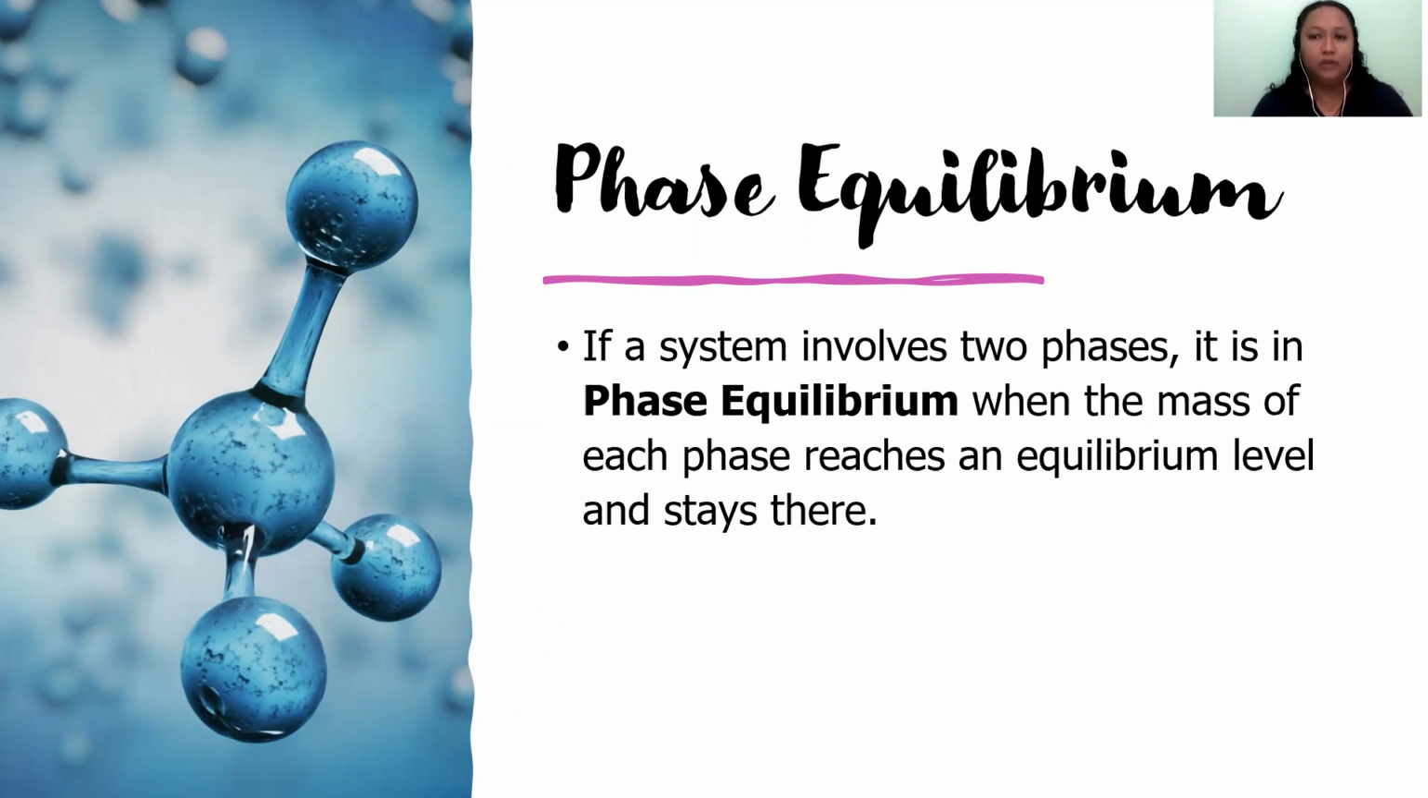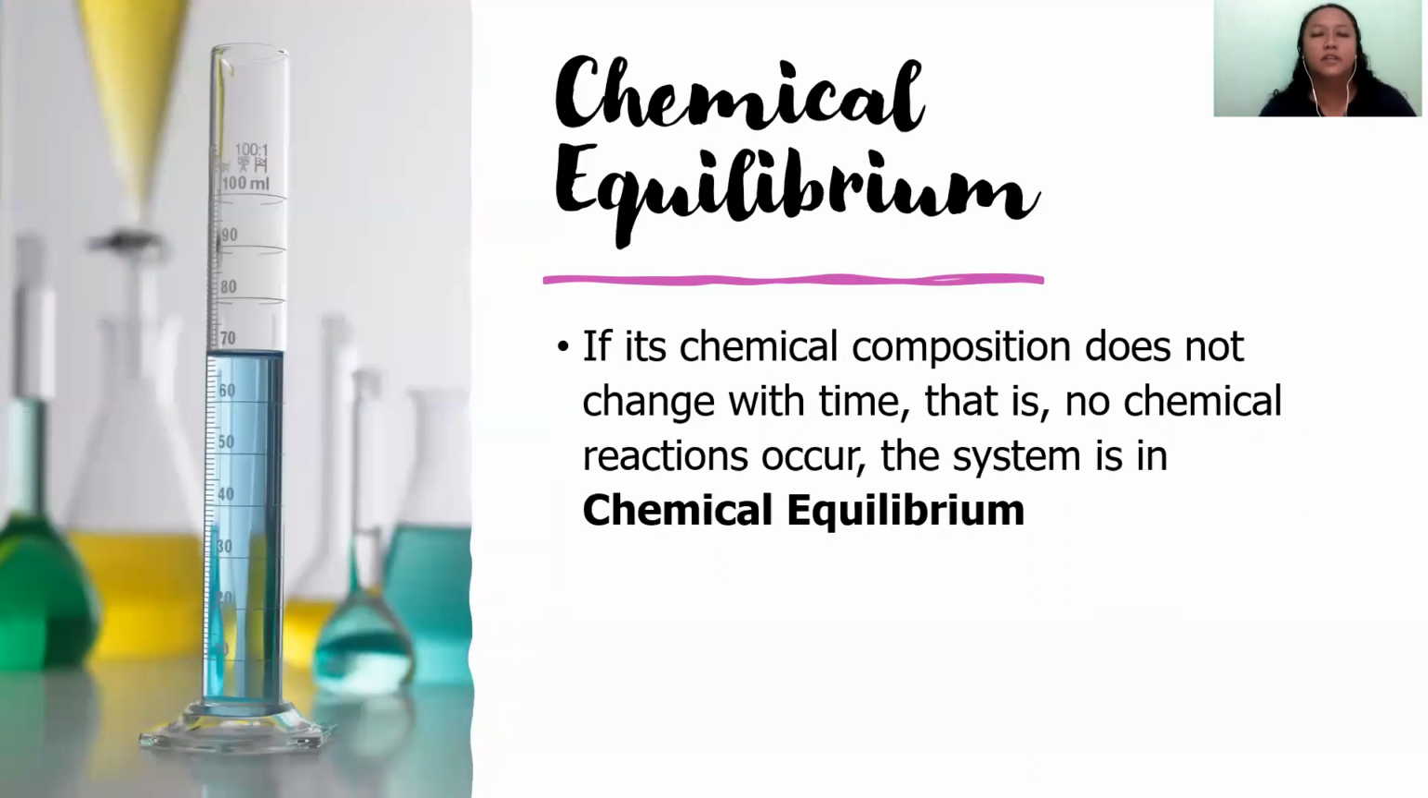If a system involves two phases, it is in phase equilibrium. So the mass of each phase reaches an equilibrium level and stays there. Okay? So involves two phases. Pag na-reach na nila yung equilibrium level, stay pa rin siya doon. And the chemical equilibrium, wherein the chemical composition does not change with time. Okay? So no chemical reaction occurs. So the system is in a chemical equilibrium.